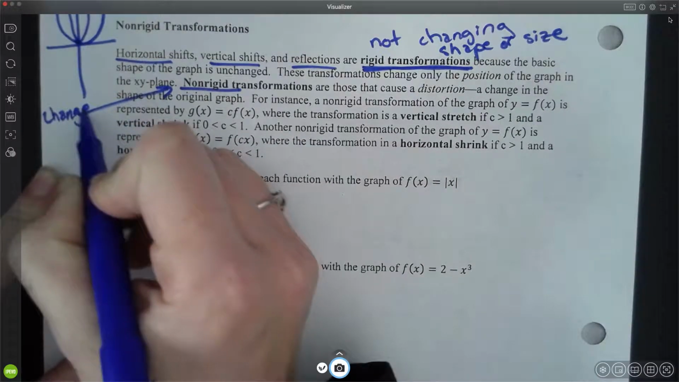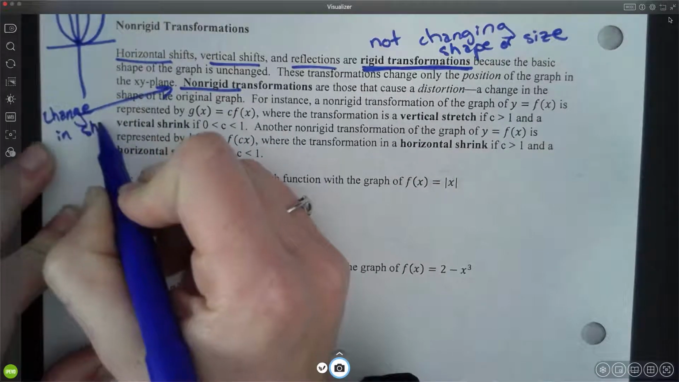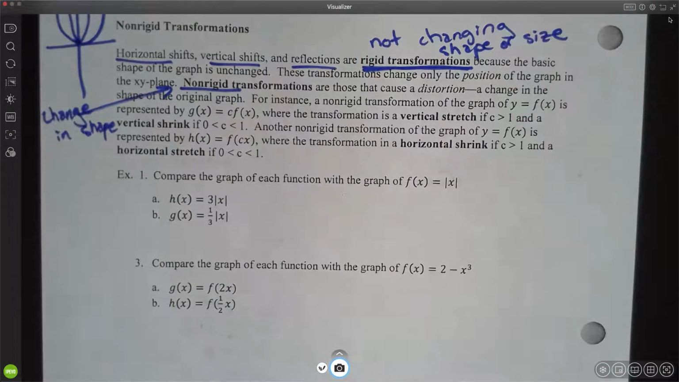So they call them a vertical shrink and a horizontal shrink. I call them compressions, so that's what I'll call them. If they call them a shrink, though, just be aware of that. So vertical compression, horizontal compression, vertical stretch, horizontal stretch. And they are labeled as such on your grid.